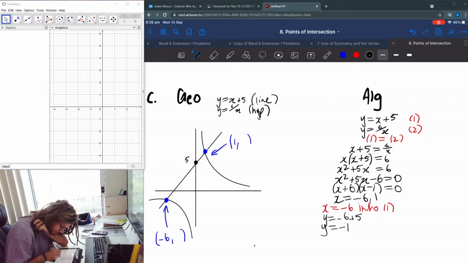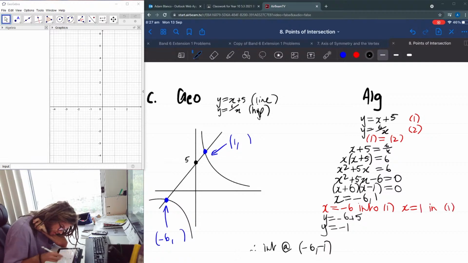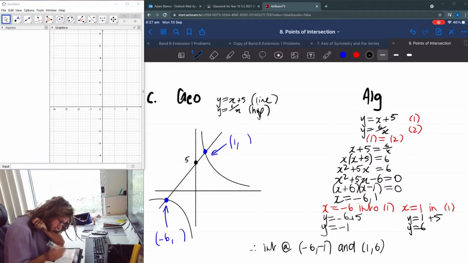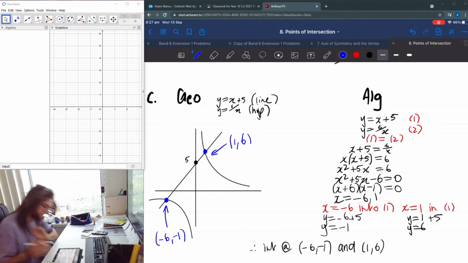So therefore they intersect at, the first one is minus 6, minus 1. And then the second one, so I'm going to put x equals, what's the other point? 1. Put that in 1. So then y equals 1 plus 5. Means y equals 6. So the other point is 1, 6. So that's the point 1, 6. And that's the point minus 6, minus 1.